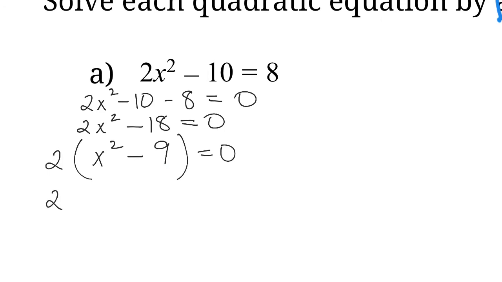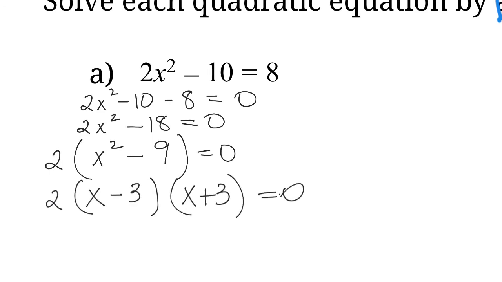So knowing that, I still have my 2. I'm going to make 2 brackets and set it equal to 0. If I apply the difference of squares method, I'm going to square root x squared, which would give me x. We have one bracket that's going to take a negative sign, one bracket that's going to take a positive sign, and then the square root of 9 is 3.